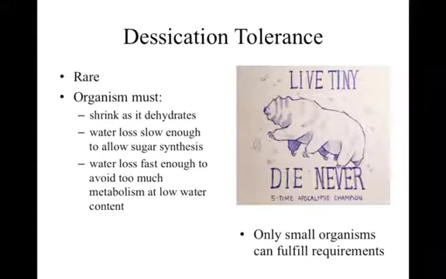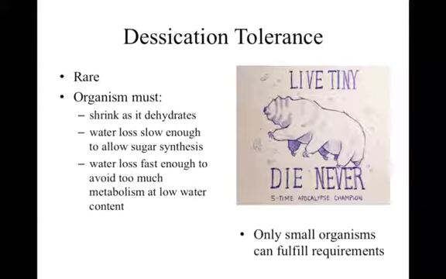Desiccation tolerance, although it does occur, it occurs in some of those club mosses, it's actually pretty rare. And it's rare for a number of reasons. It's rare because the organism must have a lot of different skills to be able to desiccate effectively. First, it has to shrink as it dehydrates. Second, the water loss has to be slow enough to allow sugars to synthesize. So, if you lose water in the span of an hour, you're not going to be able to make all those sugars that form the glassy protective coat.